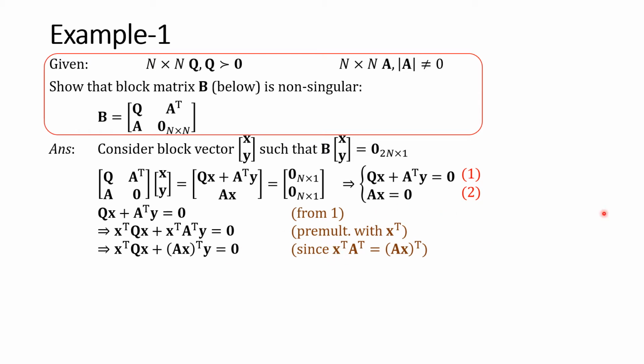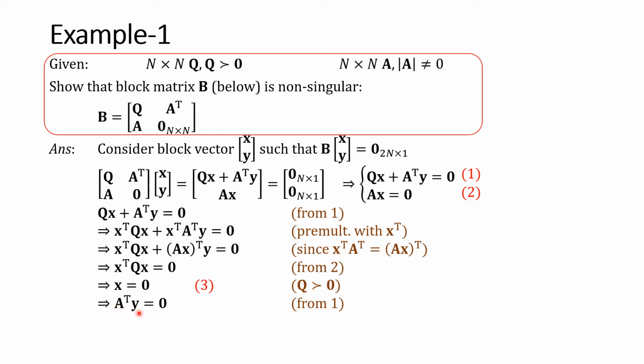Now, we know that Ax equals 0, whence this term is 0. Hence, x transpose Qx equals 0. Now, Q is positive definite. When is x transpose Qx 0? That's only possible when x equals 0. That's equation 3. X equals 0 we proved.